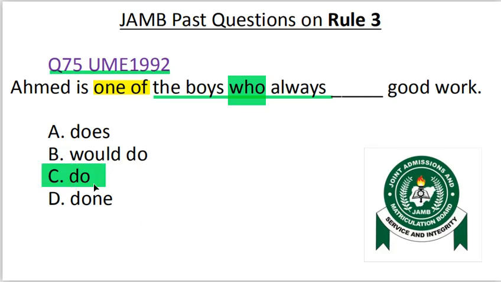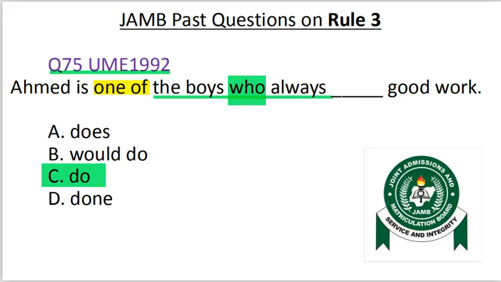What this sentence means is that the boys who do good work are plenty. We have many boys who do good work. Ahmed is just one of them. Let's go to the next question.